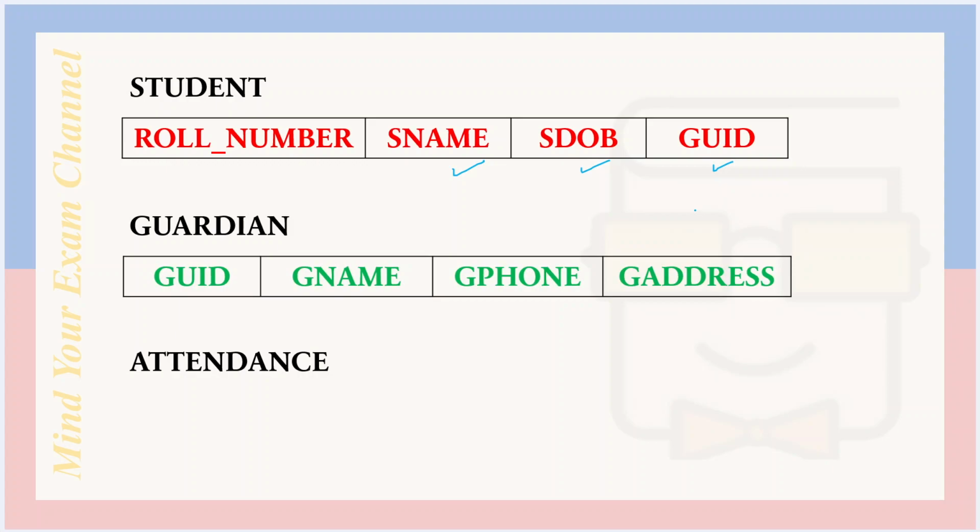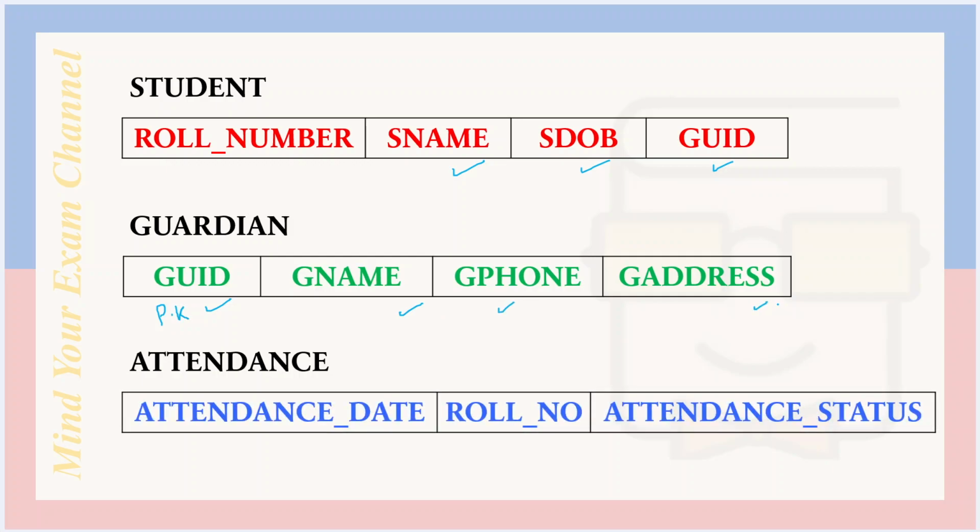Then we have a separate guardian table that stores the guardian ID. Here guardian ID is serving as the primary key. It also has the guardian name, the phone number of the guardian and the address of the guardian. And last we have the attendance table, which stores the attendance date for which the student's attendance has been recorded, the roll number of the student, and the attendance status, whether the student is present or absent.